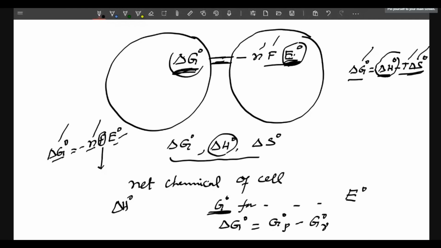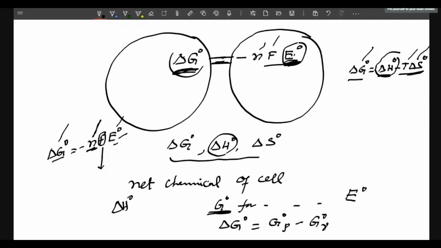Therefore, three types of problems may be asked in this. They may give this delta G naught and n, but they won't give it to you directly. They would give you the net reaction that is taking place, and you have to calculate the number of electrons involved in that process.